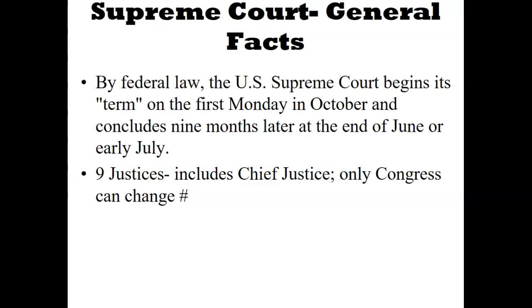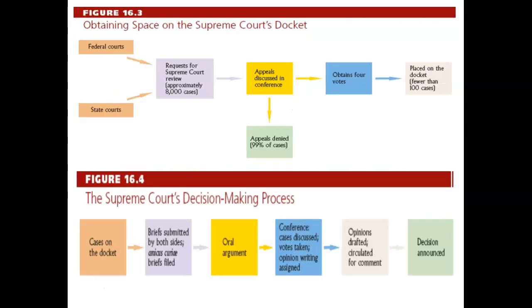Currently, there are 9 justices on the Supreme Court. That includes a Chief Justice and then 8 Associate Justices. Only Congress can change that number. It has been different over the years, but it has been at 9 for quite some time.